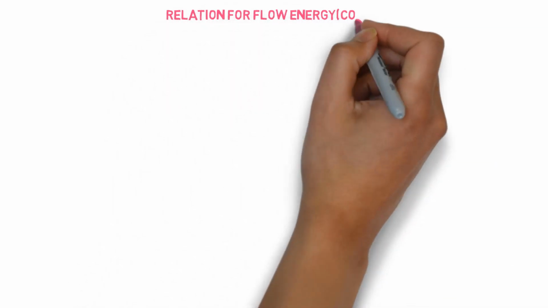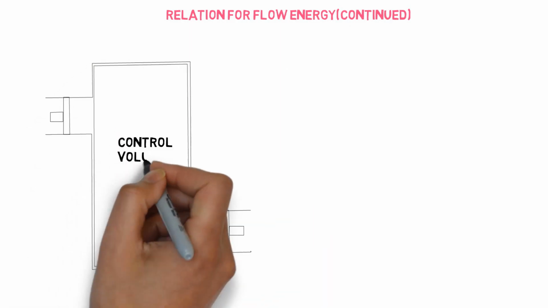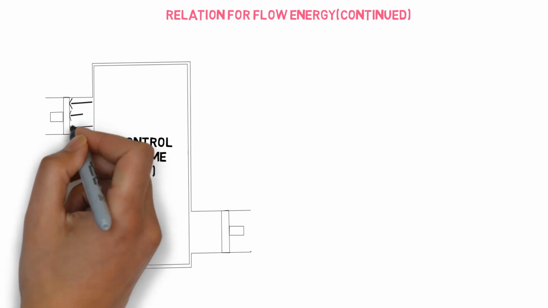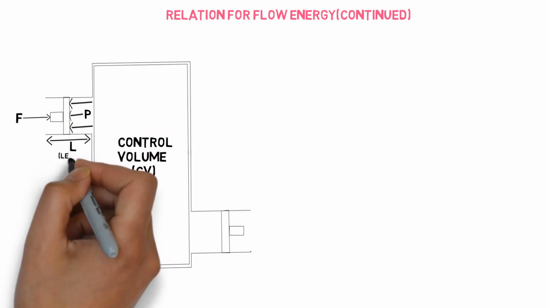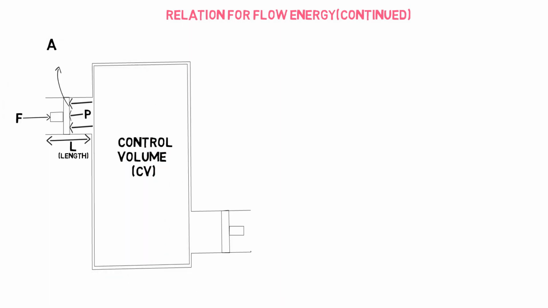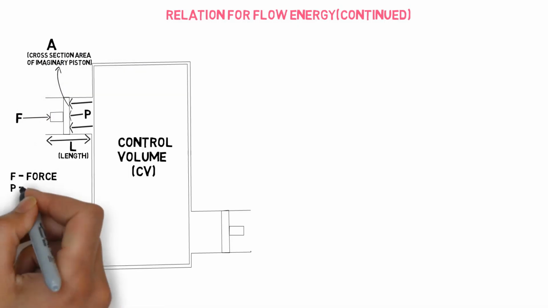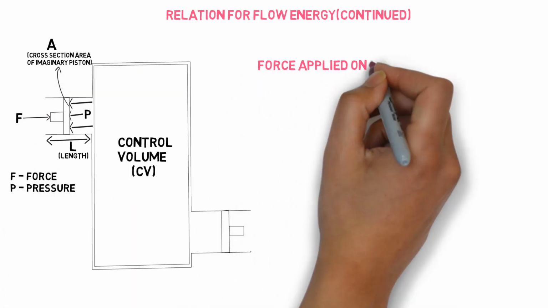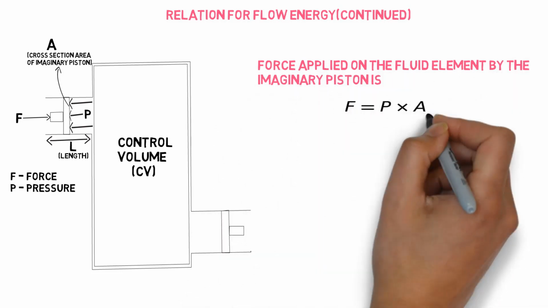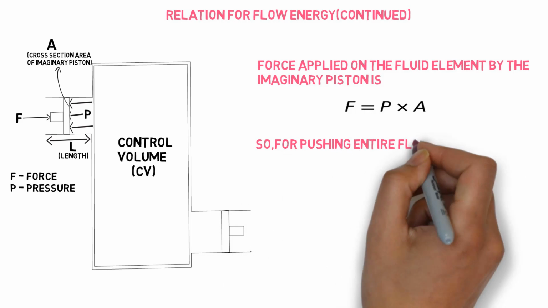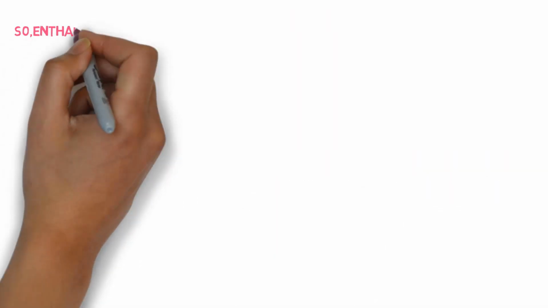Now, the relation for flow energy continuing. For that also we have to choose a control volume, CV, and this arrow is showing the pressure exerted by the fluid here, and this is the force exerted by the imaginary piston. This is the whole length L, and this is the area of cross section of the fluid element, where F is force and P is pressure, as you know already. Now, the force applied on the fluid element by the imaginary piston is F equals pressure times area. So for pushing the entire fluid up to length L, the flow energy is F times L, that is PV.